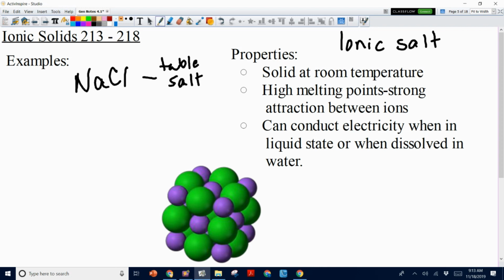All right, and some properties of ionic compounds are they're solid at room temperature. They have very, very high melting points because there's such a strong attraction between the two ions. And they can conduct electricity when they're in the liquid state or when they're dissolved in water. So if we do heat up these salts high enough that they actually become liquids, then it's going to conduct electricity. But the easiest way to get them to conduct electricity is just by dissolving them in water. And some of these salts are more soluble than others, so some salts do create more conductivity than others, but they will conduct electricity.